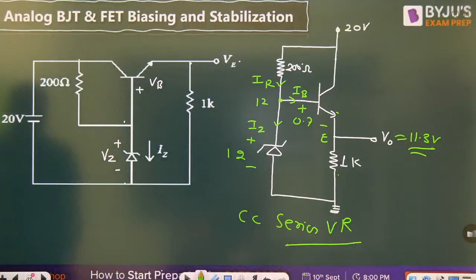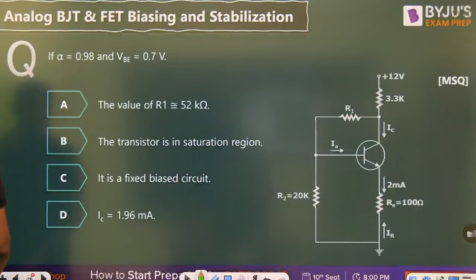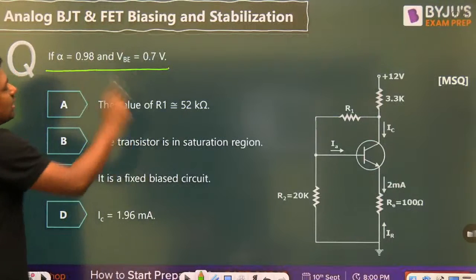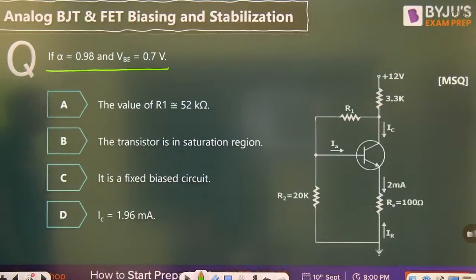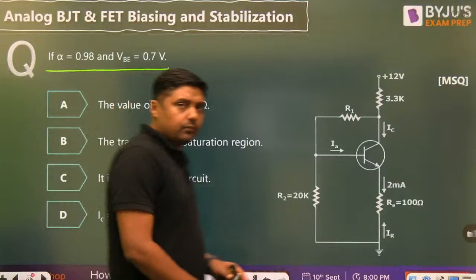Next one. Again an MSQ. Everyone try to solve this question. If alpha is equal to 0.98 and VBE is equal to 0.7 volt, what is the value of R1? That is a numerical question.